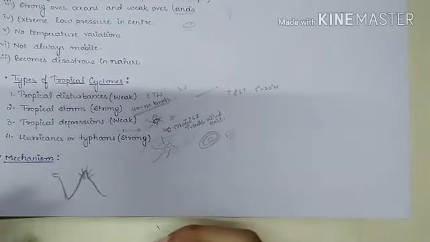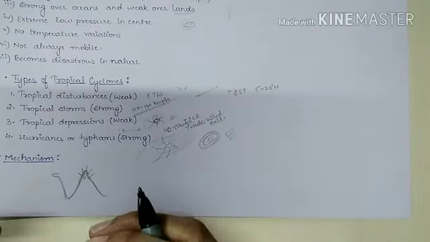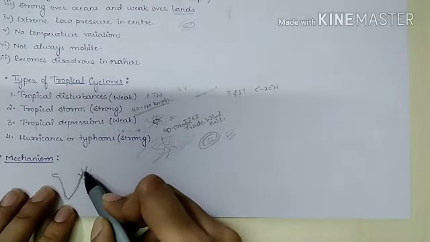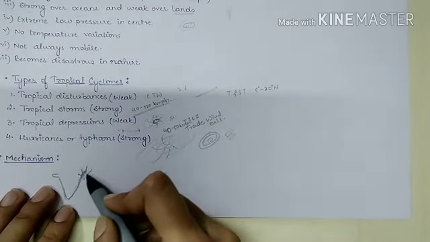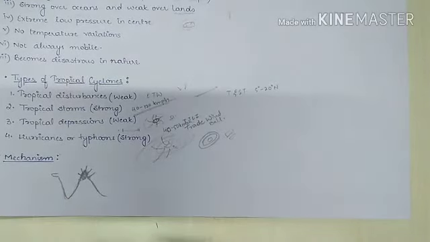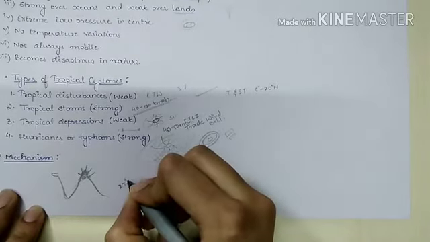Now in the course of time, the sea surface temperature of the inland sea will rise. Because of conductional heating, the temperature of the inland sea will increase, and it will reach up to 27 degrees Celsius or more.